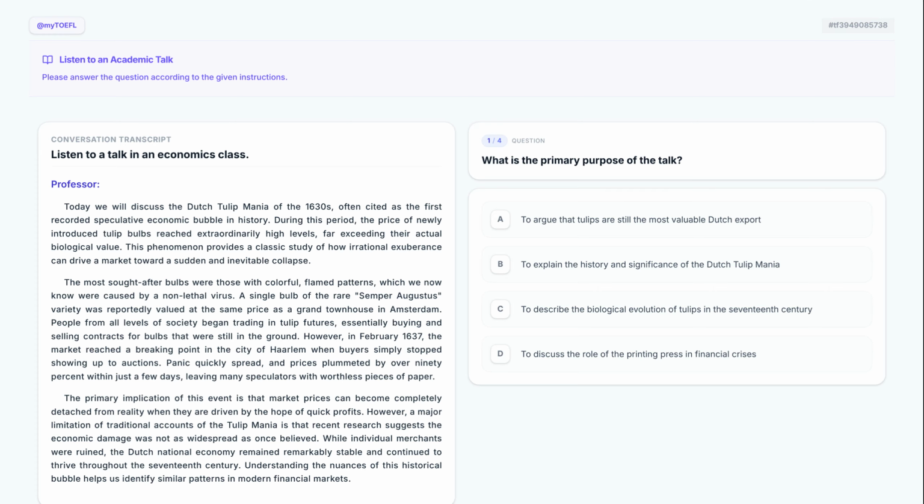However, a major limitation of traditional accounts of the tulip mania is that recent research suggests the economic damage was not as widespread as once believed. While individual merchants were ruined, the Dutch national economy remained remarkably stable and continued to thrive throughout the 17th century. Understanding the nuances of this historical bubble helps us identify similar patterns in modern financial markets.